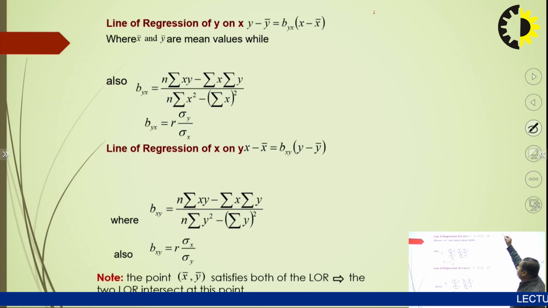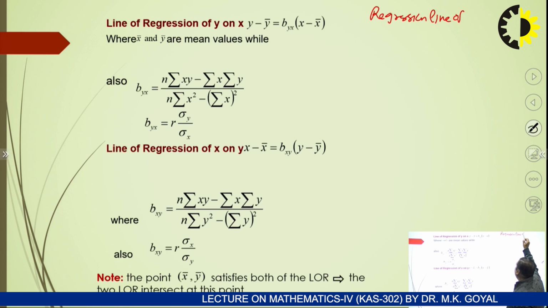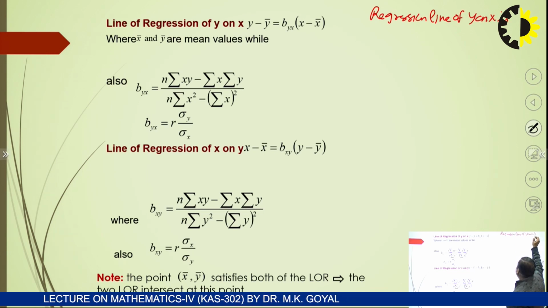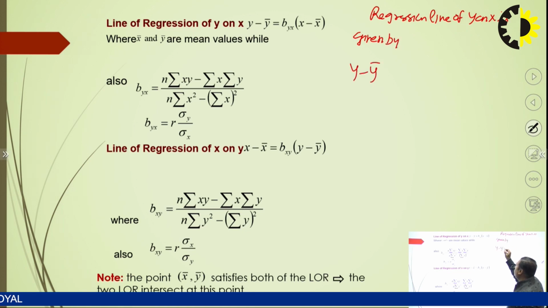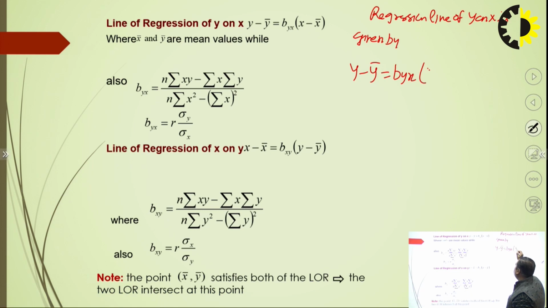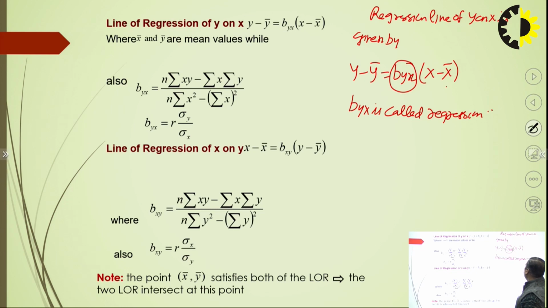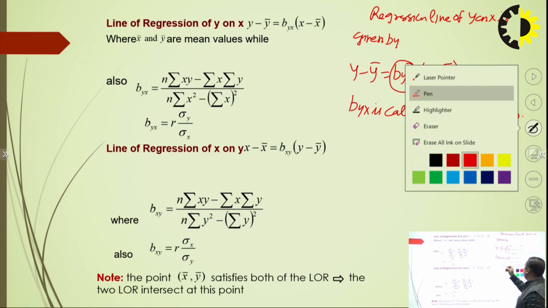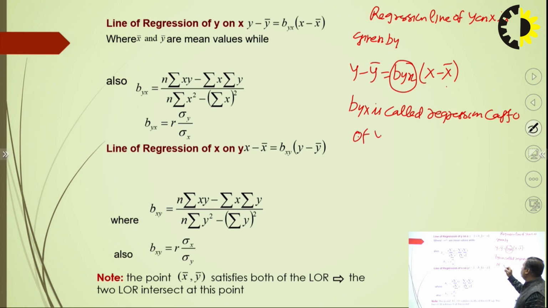Now the regression line of y on x is given by y minus y bar is equal to byx times x minus x bar. This byx is called the regression coefficient of y on x.